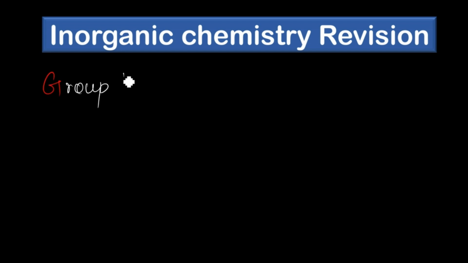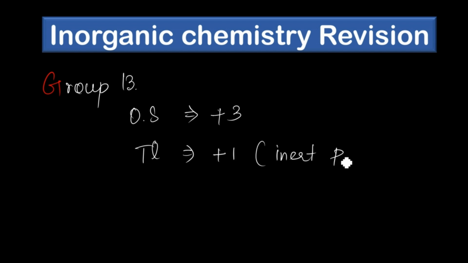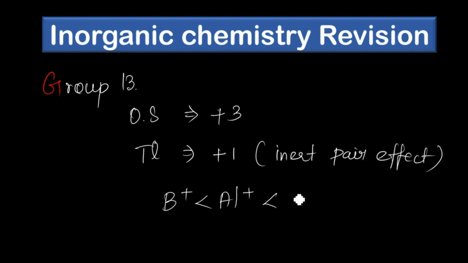So group 13, boron to indium, the general oxidation state is +3, while thallium can show +1 oxidation state as well, because of inert pair effect. Then the relative stability of the +1 oxidation state to +3 oxidation state goes like this. Boron is least stable, then aluminium, gallium, indium and thallium.